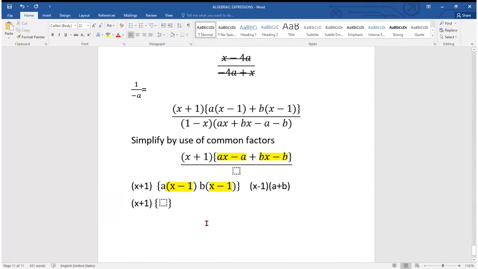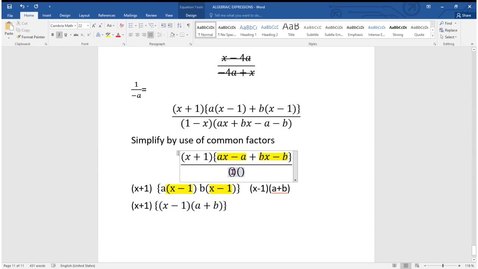Okay. So when I come inside here, I'm going to have these two brackets here. So I'm going to have this x minus 1, and I'm going to have this one, a plus b. Okay. Yes, so it's going to be like that. And then I can now come to the denominator here, and then I sort out the denominator.